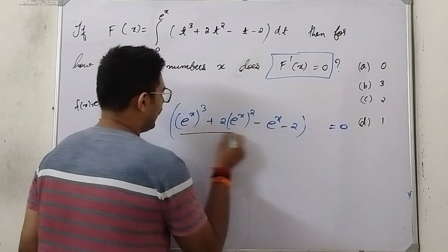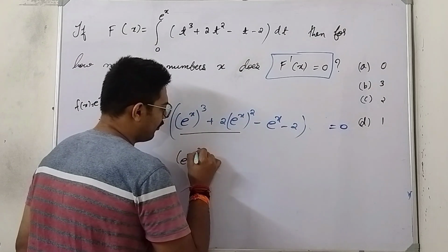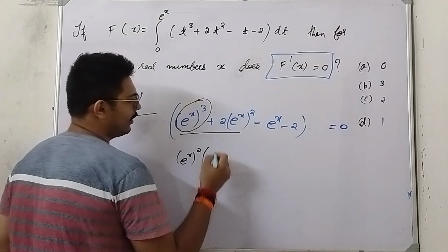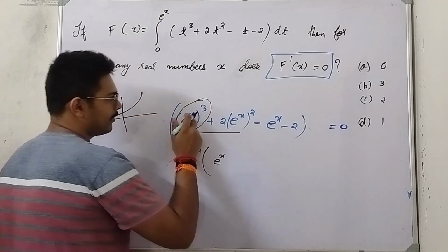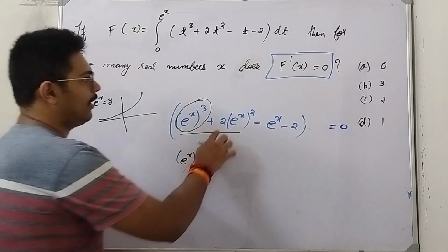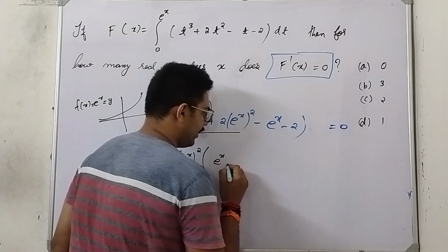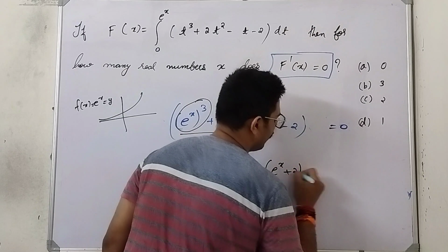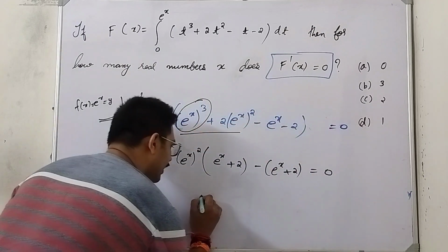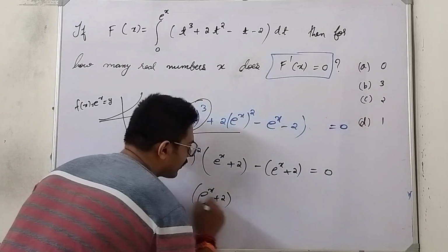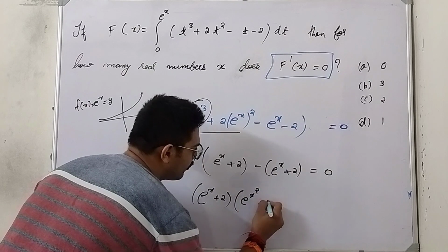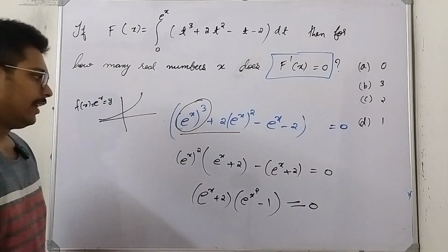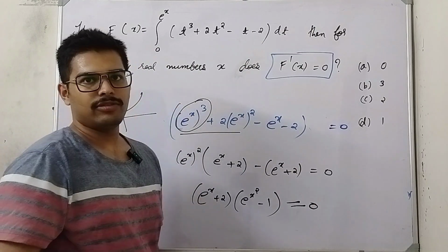Now we can take (e^x)^2 common from the first two terms. If (e^x)^2 is taken out, it will be e^x only, and from the remaining terms, minus is taken, it will be e^x plus 2, which is equal to 0. Now we can take (e^x + 2) common into ((e^x)^2 minus 1), which is equal to 0. Now, can e^x plus 2 become 0?